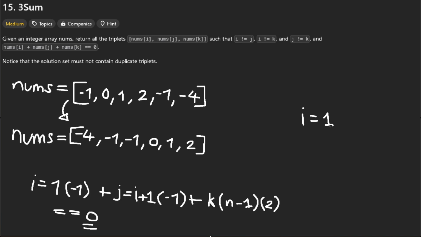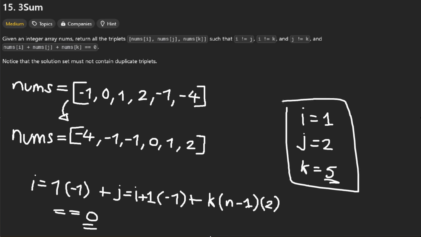So in this case we can say that i is 1, j is 2, and k is 5, I believe. 0, 1, 2, 3, 4, 5. Yeah, this would be 5. This would be what we would return, at least we would return this and any other potential triplets. But in this case, this is just running through the scenario of how we're figuring out our triplets.